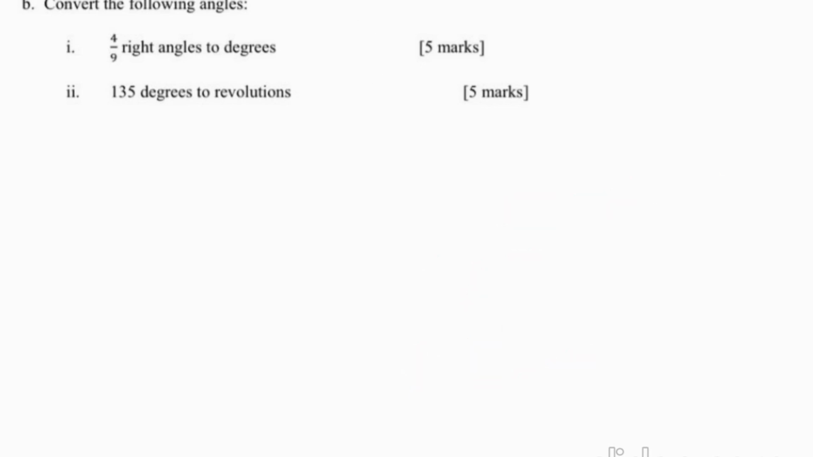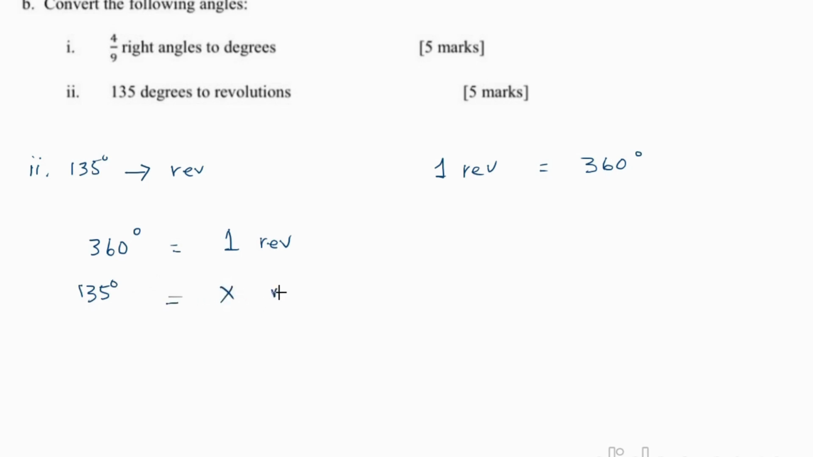So let's now look at part 2. So part 2 says you want to convert 135 degrees to revolutions, right? But what's a revolution? One revolution is a full turn around the circle, and we know that that's 360 degrees. So basically we're saying 360 degrees is equal to 1 revolution. So 135 degrees is equal to x revolutions.